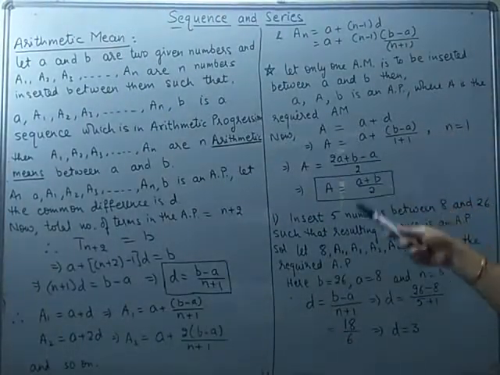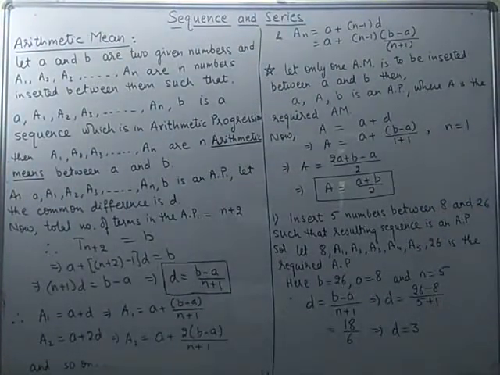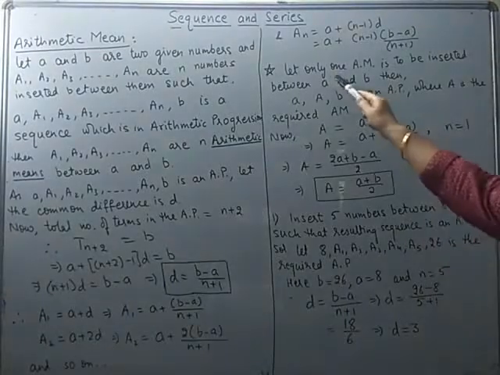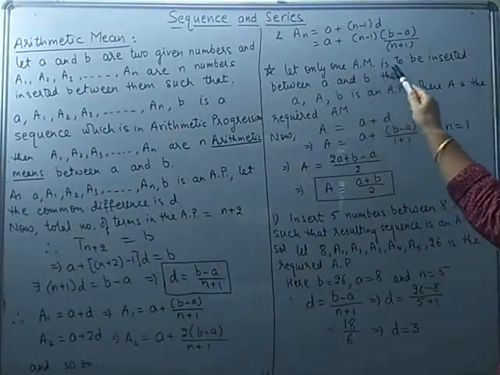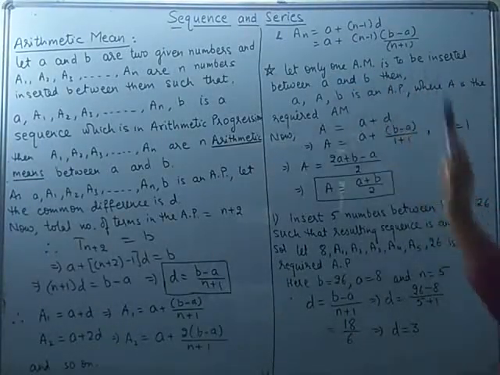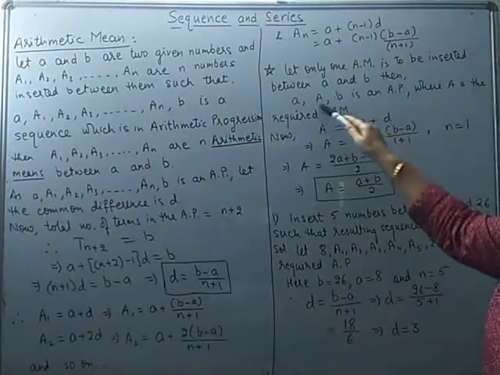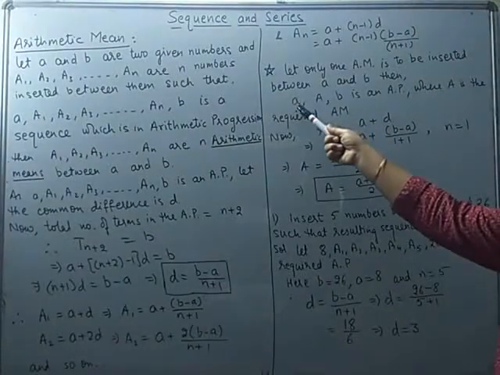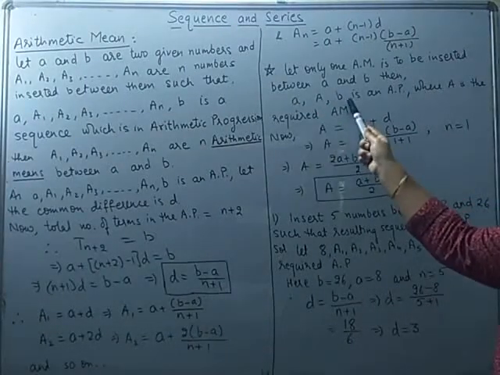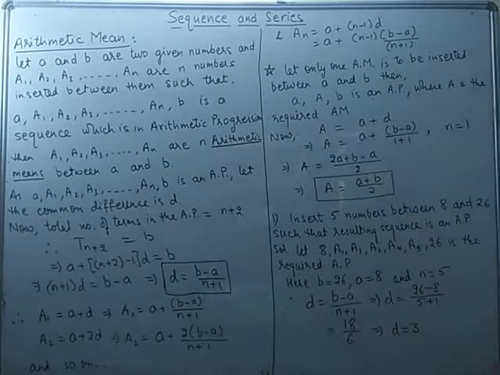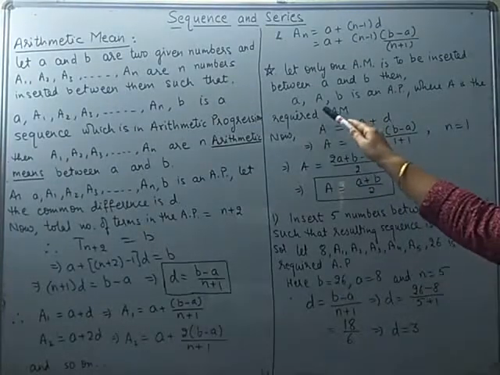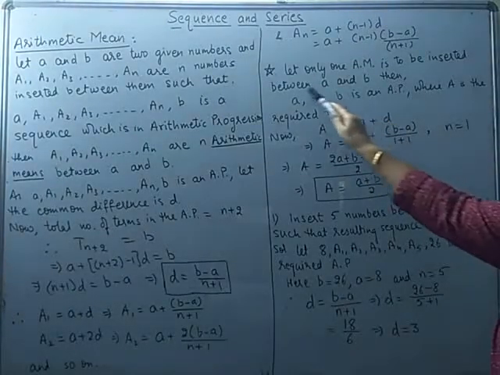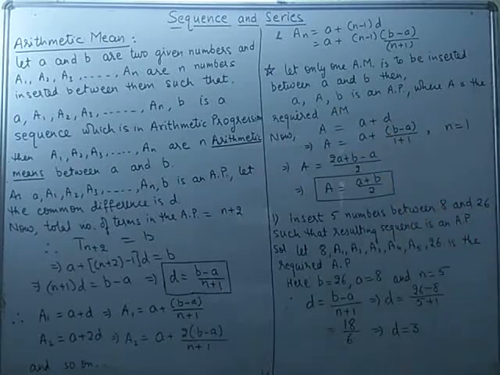If only one arithmetic mean is to be inserted between two numbers, let us quickly go through it, then we'll take a question. It says, let only one arithmetic mean be inserted between a and b. Suppose I use the notation capital A for that arithmetic mean. So we have only three terms: small a, capital A, the arithmetic mean between them, and b. So a, capital A, comma b. This will form an arithmetic progression.